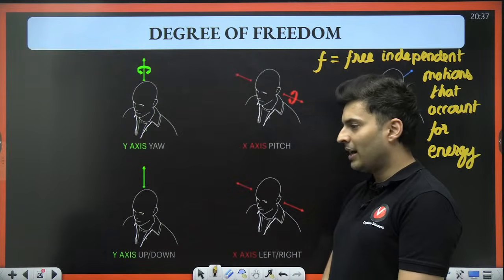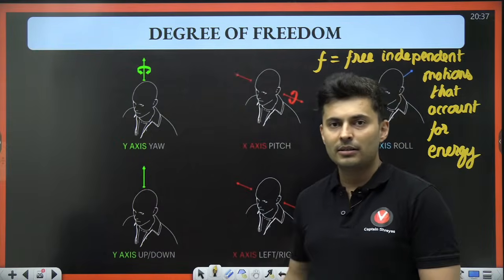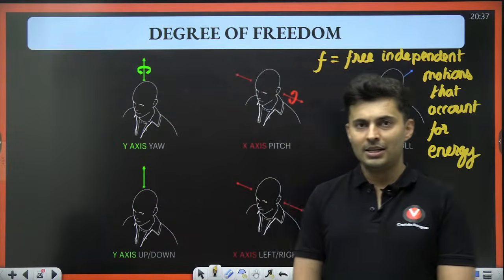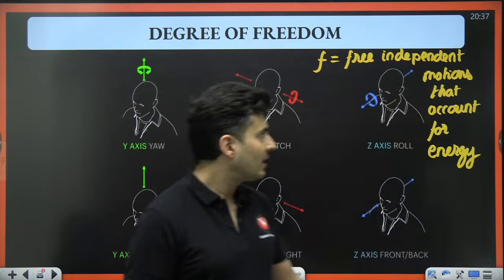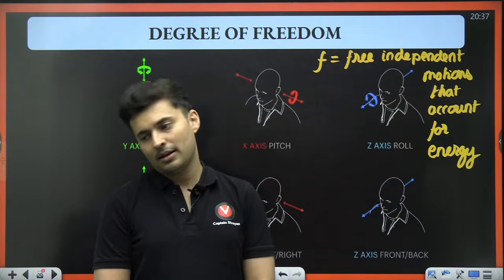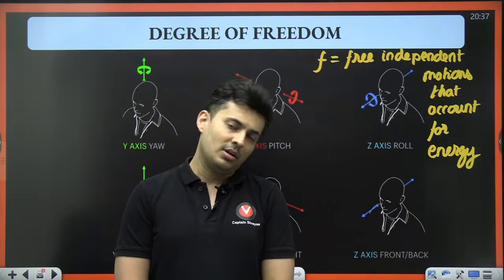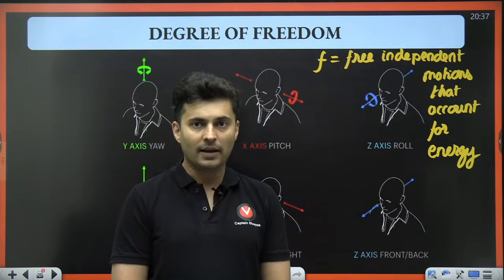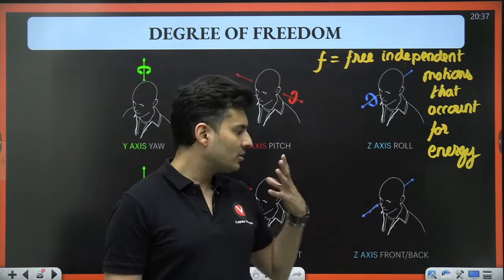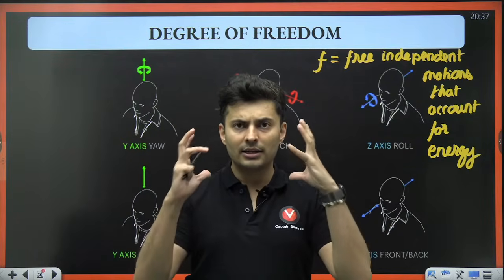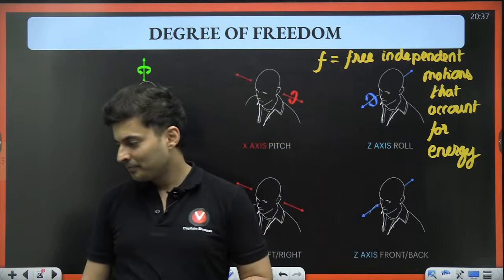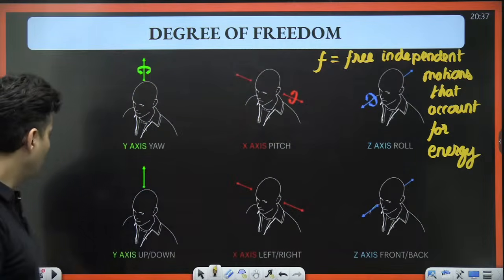This one, my head going left and then right. Right? That is also significant. Same way over here, my head turning like this and like this. That is also a degree of freedom. And here, my head going front and then back. That is also a degree of freedom. It has energy associated with it. I hope you understand the meaning of degree of freedom. Right? Everybody with me? Very good.